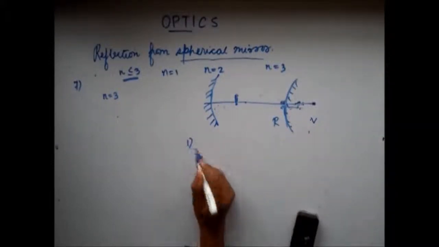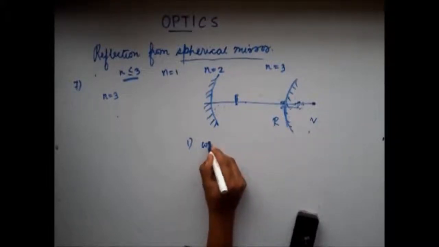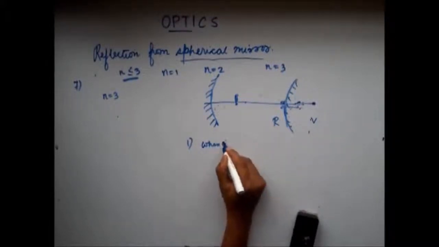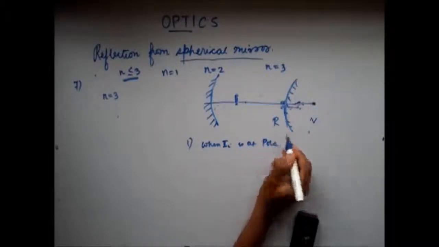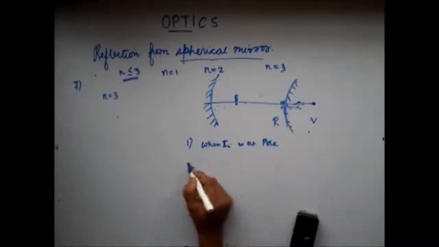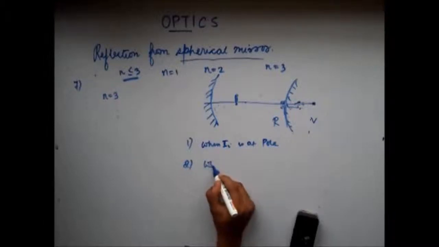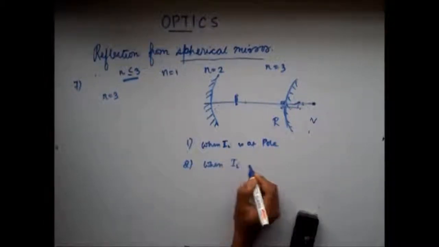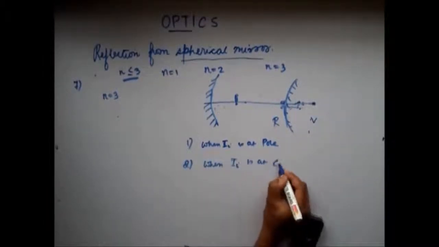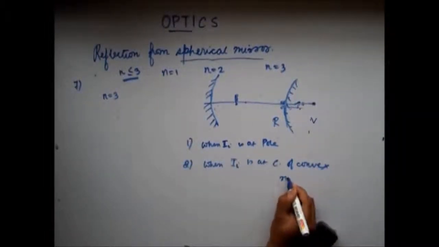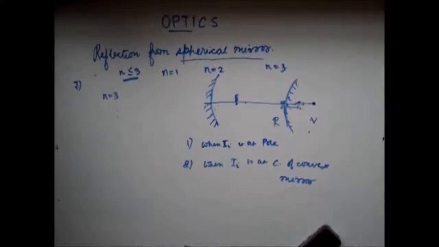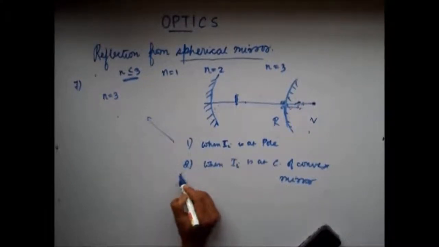So my first case is when the intermediate image is at the pole, so that the convex mirror again forms the image at the pole. Second case, when the intermediate image is at the center of curvature of the convex mirror. Okay, now let's solve both the cases.